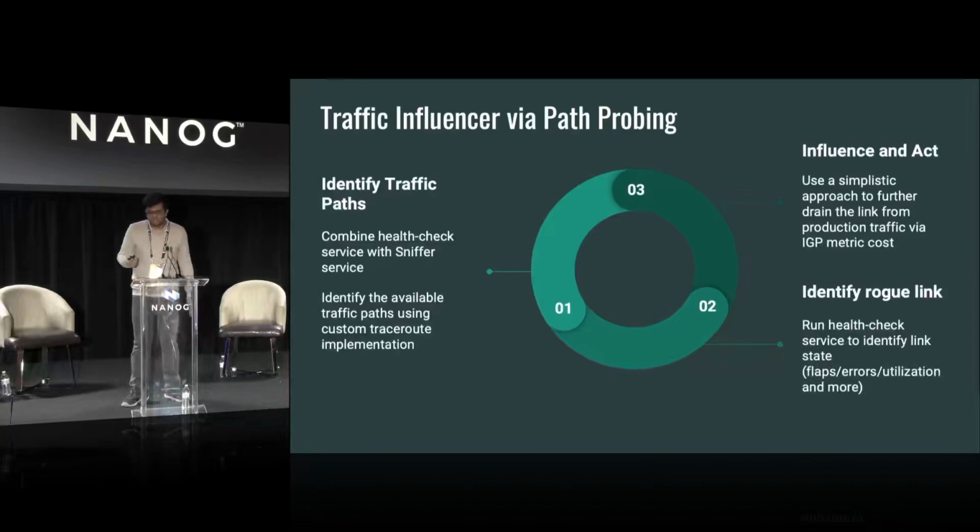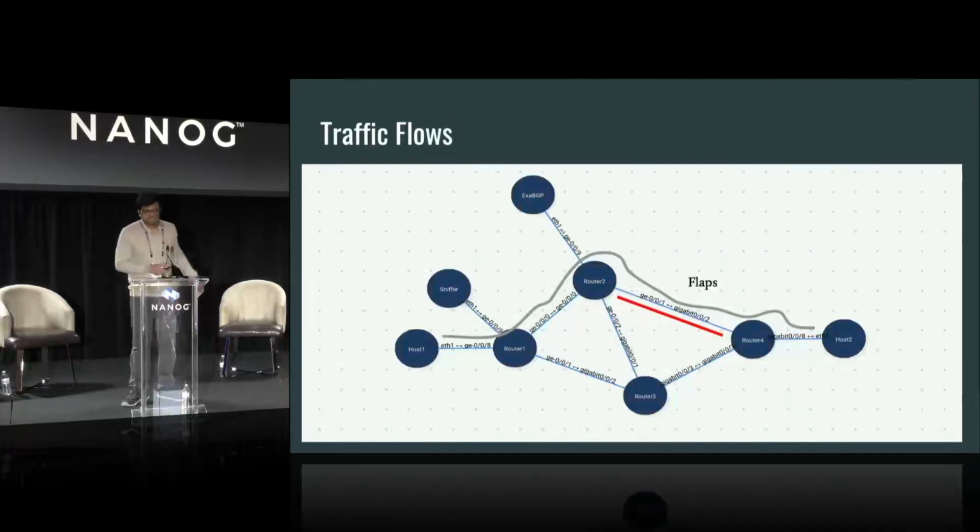So we identify the rogue link, we run the health check service which I mentioned, and we look out for interface errors, flaps, or utilization. Based on that, we try to drain it by making the IGP cost as high as possible so that the underlying IGP doesn't prefer it anymore. So this was the traffic flow.